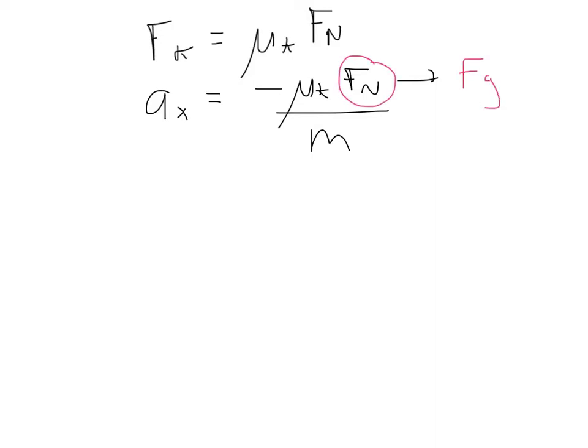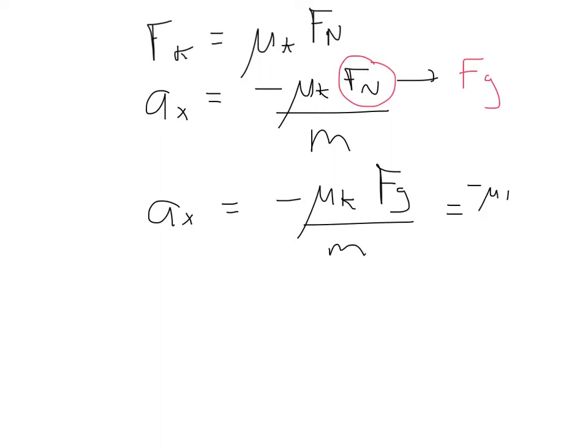So I could rewrite this as ax equals minus mu k Fg over m. But Fg is mg, so it's equal to minus mu k mg over m. And cancel the m's, and I have minus mu sub k times g. It's the acceleration in the x direction. Okay, and then I could determine how long it takes the object to stop, or how far it goes. I'll determine how far the object moves until it stops.